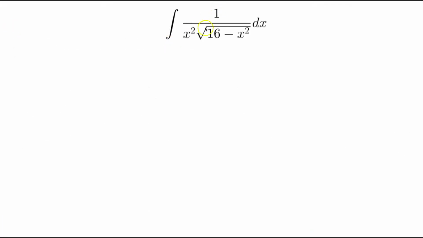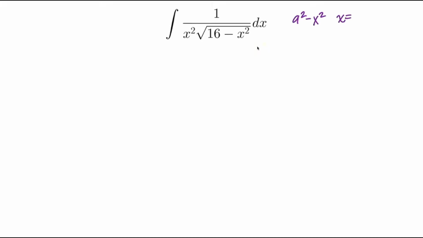Let's integrate 1 over x squared times the square root of 16 minus x squared dx. Keep in mind, we can't use substitution or integration by parts. This is an excellent candidate for trig substitution because I see an a squared minus x squared, and it's even underneath a square root. So that's the form that we're going to work with, a squared minus x squared.